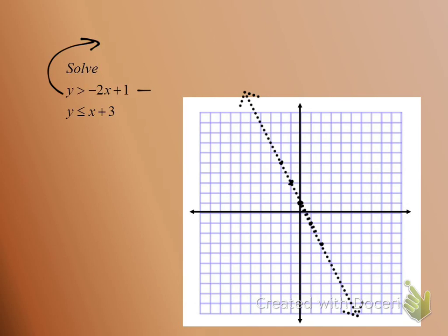I'm going to go up here. So plug in 0 for y and 0 for x. So 0 is greater than 1. True or false? False. Since it's false, you would always do what? Shade away. You would shade away. But don't go full-blown shading yet.